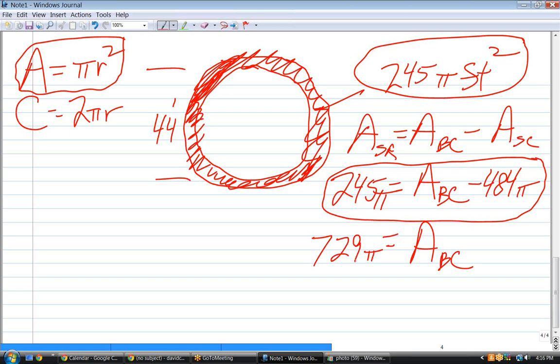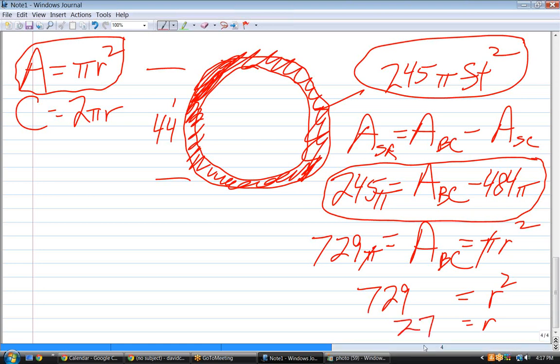All right. So that's the area of the big circle, and the area is equal to pi r squared. So divide both sides by pi, and you get r squared equals 729. Square root of 729 is what? 27. Okay, and what's the question? What's the width? So what's the diameter of the large circle? 54. So what's the width of the deck? Oh, 10. It's 5 on top and 5 on bottom, so it's got to be 5.